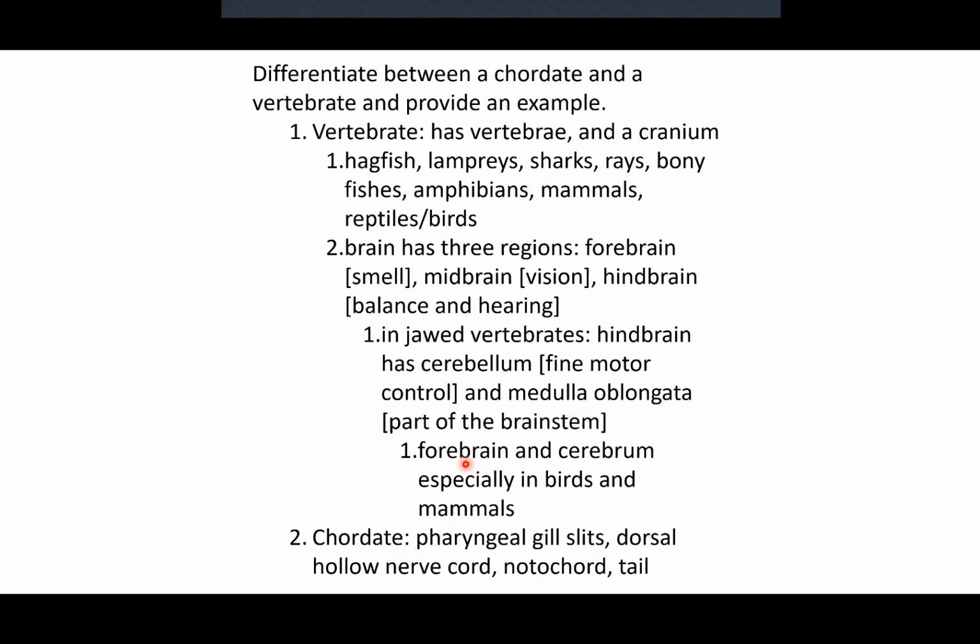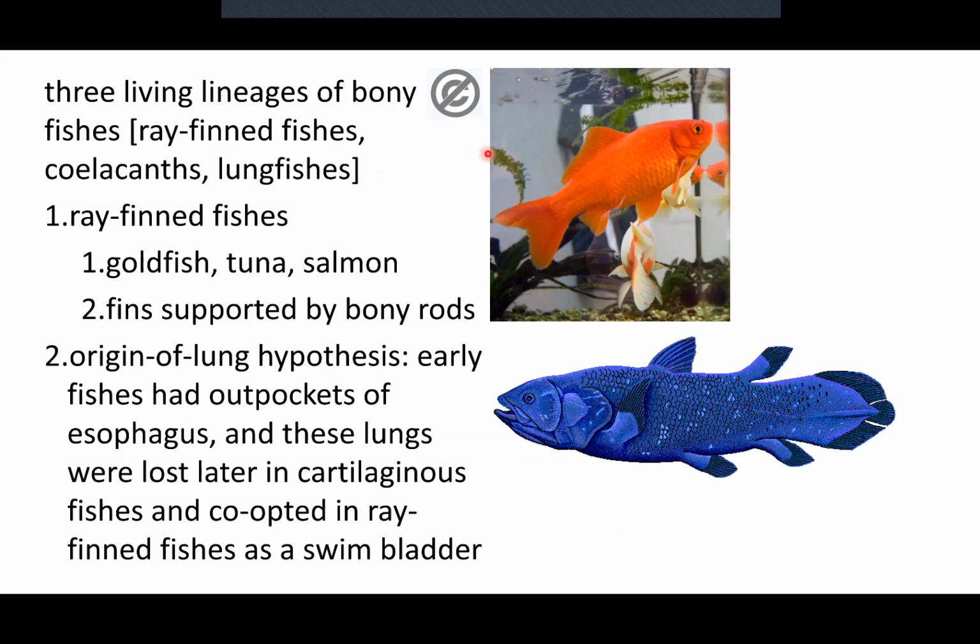And then the forebrain and cerebrum are especially important and prevalent in birds and mammals. We see a lot of personality begin to develop here. With the bony fishes, so we talk about ray-finned fishes, coelacanths, and the lungfishes. Ray-finned fishes are fishes such as goldfish, tuna, and salmon, which have bony rods to support their fins.